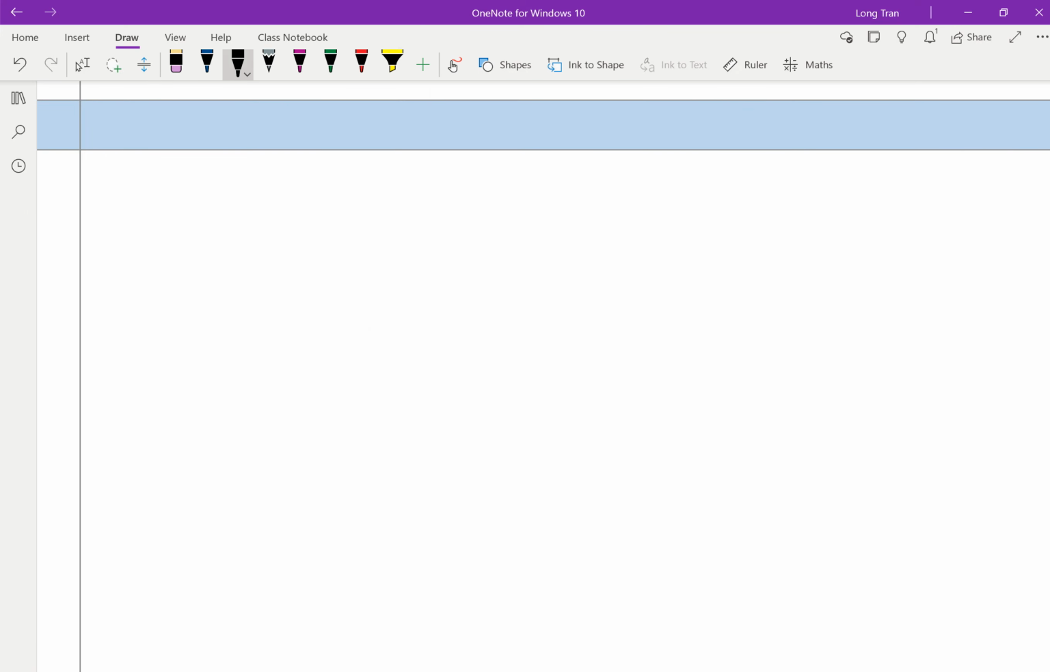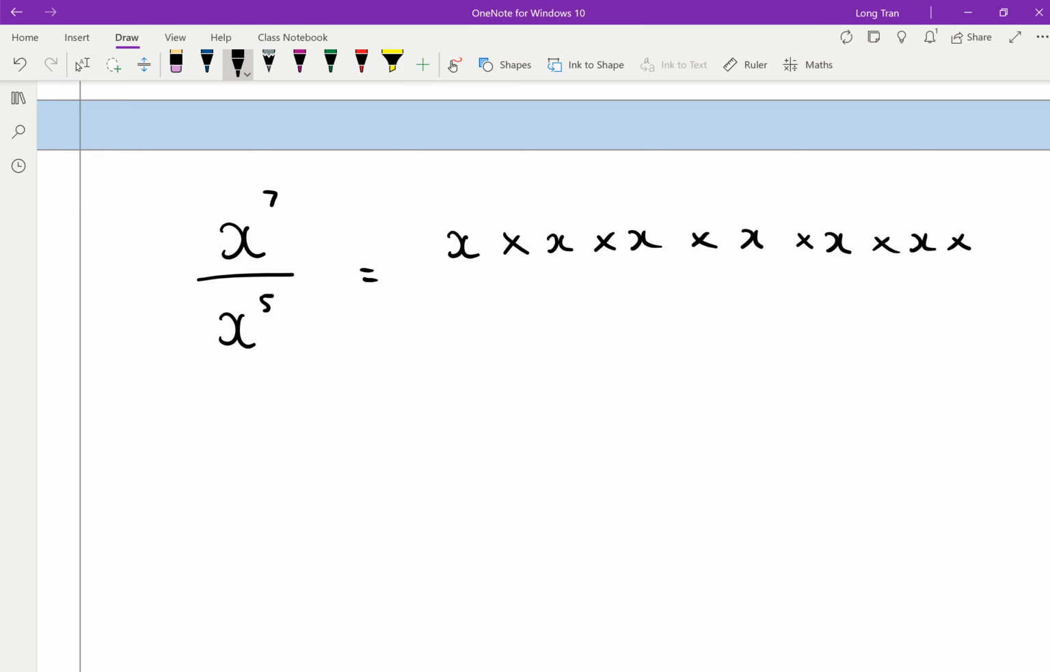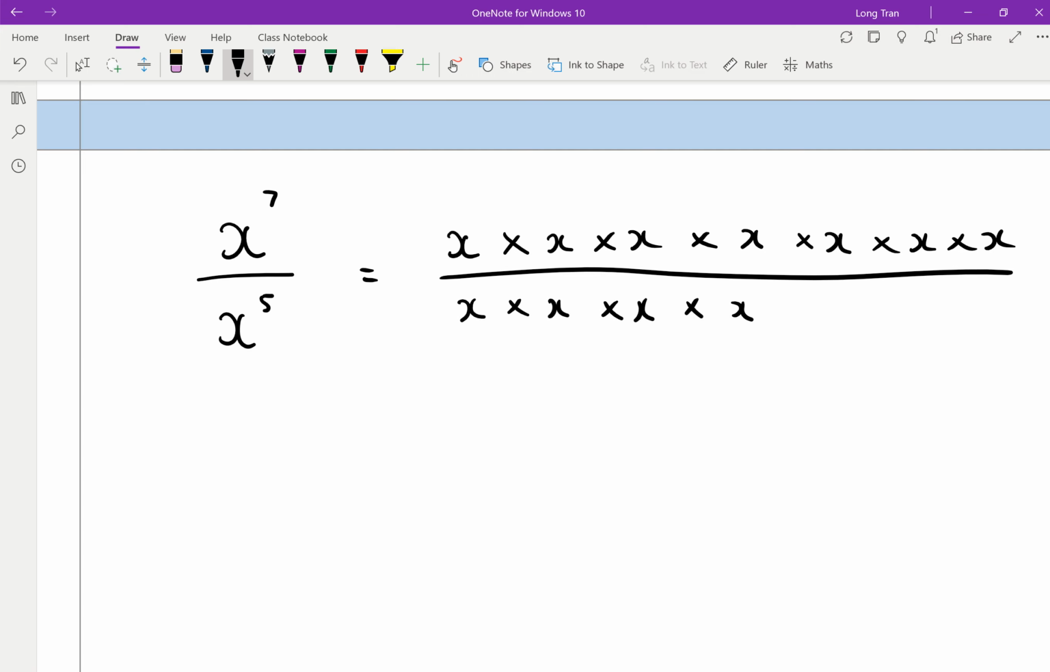If I gave you x to the power of 7 divided by x to the power of 5. Okay, what I want you to understand is x to the power of 7 is the same thing as writing x times x times x times x. That's 4 times already. 5, 6, 7. True? All over x to the power of 5 is x times x times x times x. That's 1, 2, 3, 4, 5.